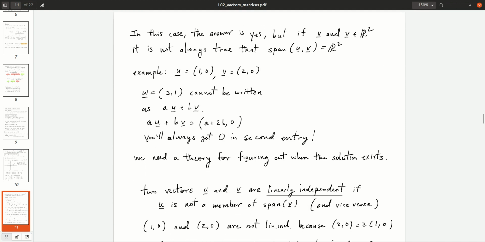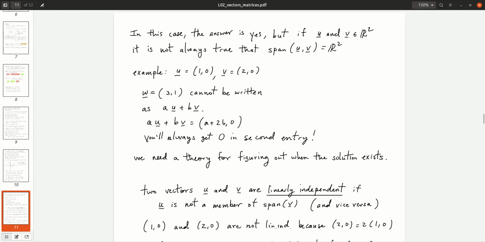So if we take u and v equal to (1, 0) and (2, 0), and I look at the vector (3, 1), we cannot write this vector w = (3, 1) as a linear combination of u and v. So what that means is we can't find an a and b such that au + bv = w.